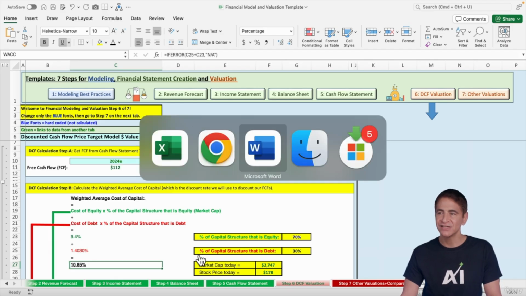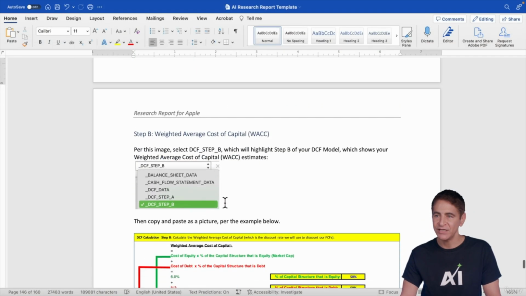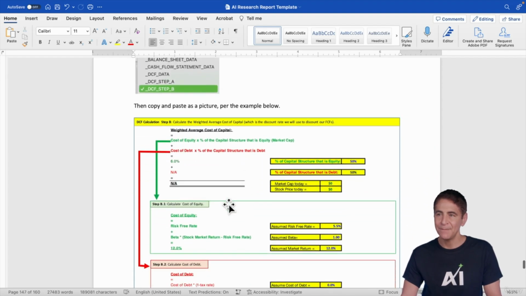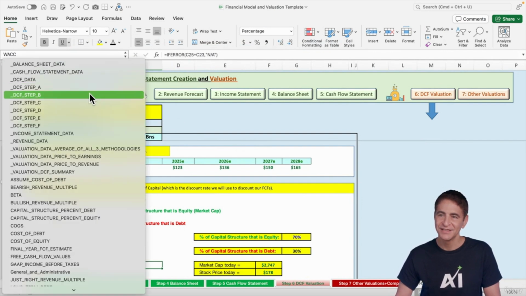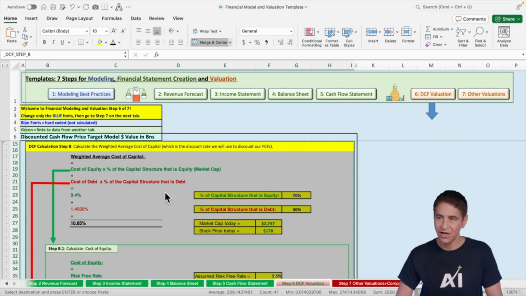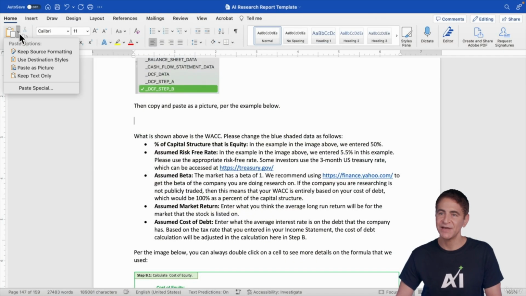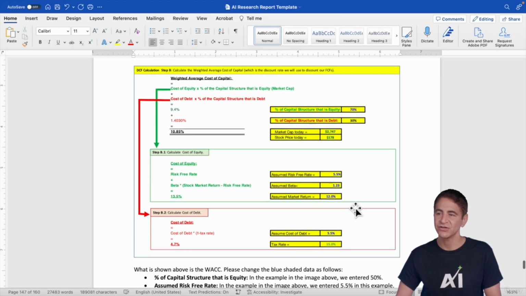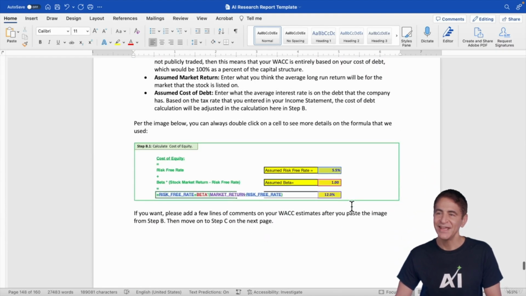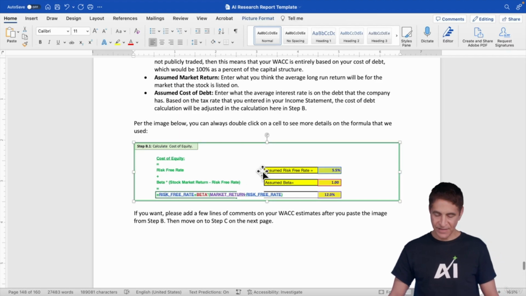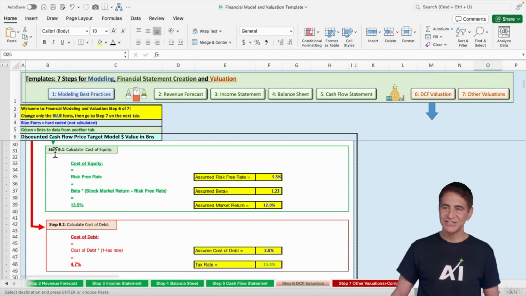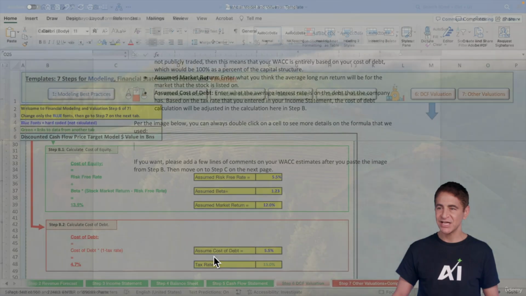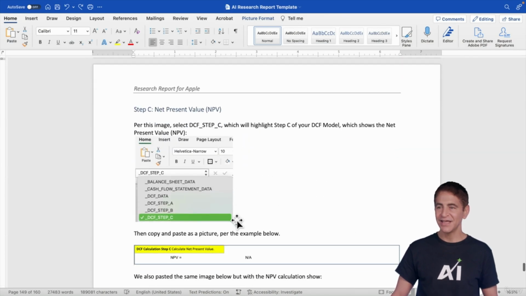But before we go there, let's go back to our research report and get step B and paste it here. Of course, you remove all the instructions in the Word doc. So here, copy, and then here I'll paste special, paste as picture. Great, that's done. We also did the cost of equity here, which I'll add in as well. You can just copy and paste this step here and this below that right here.